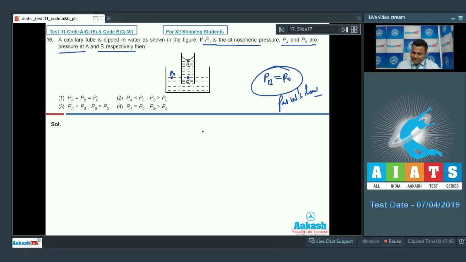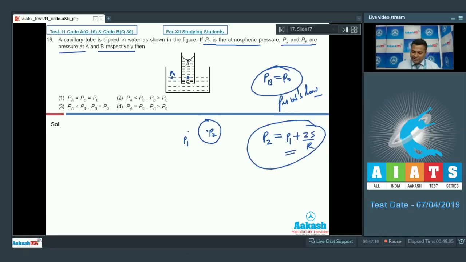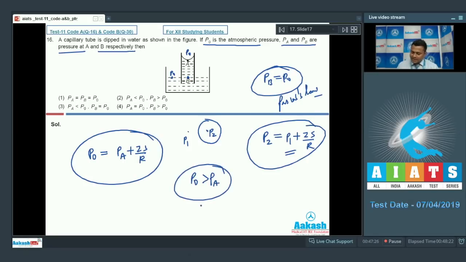Next, for A, this is the case of excess pressure. Suppose this is the bubble. Here pressure is P1, here pressure is P2. So the excess pressure, P2 over P1, is given by P2 equals P1 plus 2S by R, where S is surface tension. The same way here, P0 is at the excess pressure. So we can write P0 equals PA plus 2S by R. So definitely from here we can say that P0 is greater than PA, and PB equals P0.